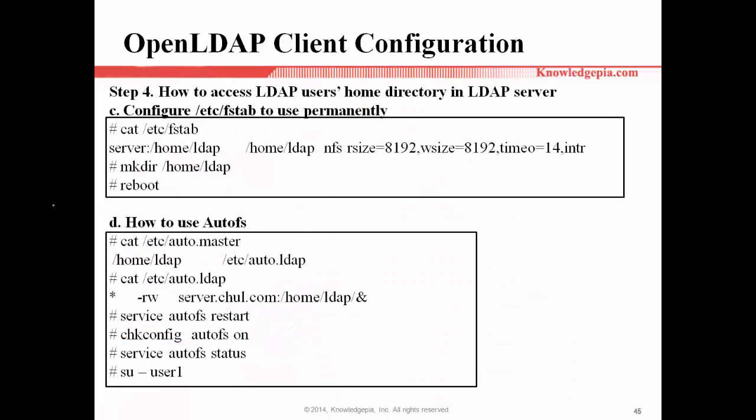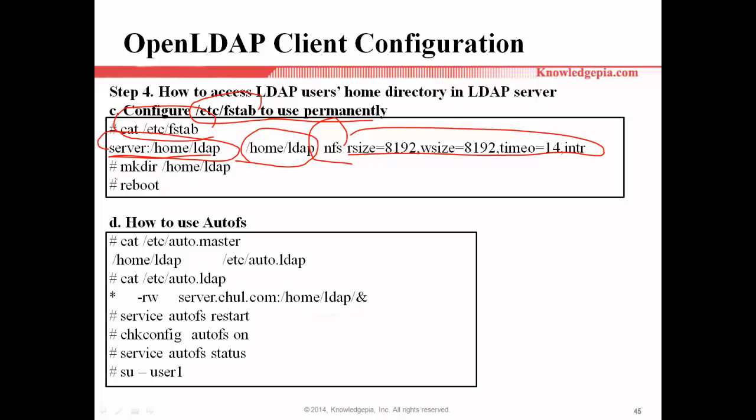Second way, we can use /etc/fstab to make it permanent. After opening this file /etc/fstab, we need to configure the sharing directory from the server. In my case, server:/home/ldap, and this is the mounting point in the client, and the file system with these kinds of options. And after that, we need to create this mounting point. And if you reboot, the server's home directory will always be mounted in this directory.